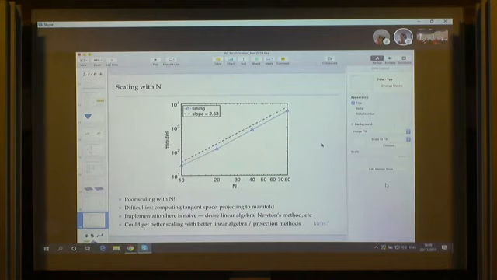We have not implemented those at all. The implementation that I've been using is very naive. It uses dense linear algebra. We use Newton's method. It's kind of the simplest thing you can imagine, but it does not scale well. So I'd be interested in learning about how to make this more efficient for larger n.